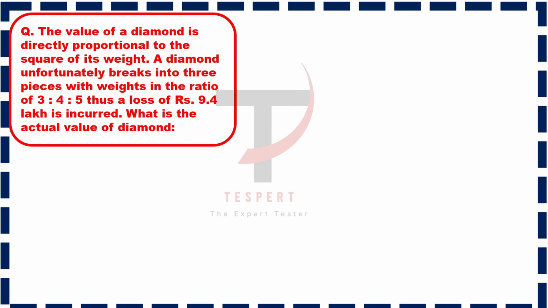The value of a diamond is directly proportional to the square of its weight. A diamond unfortunately breaks into 3 pieces with weights in the ratio of 3 is to 4 is to 5. Thus, a loss of rupees 9.4 lakhs is incurred. What is the actual value of the diamond? Right, here what's the ratio given? Value. Let the value be V. V is directly proportional to the square of the weight.